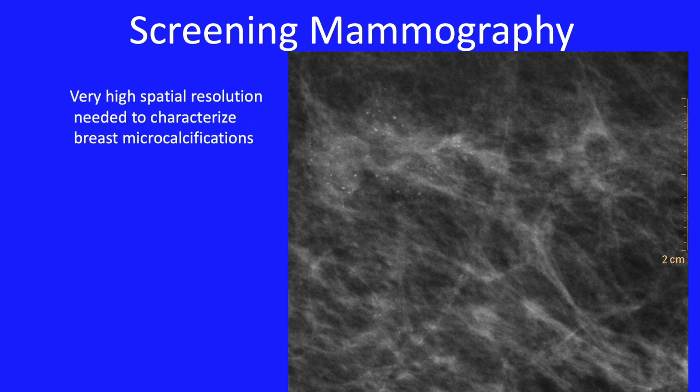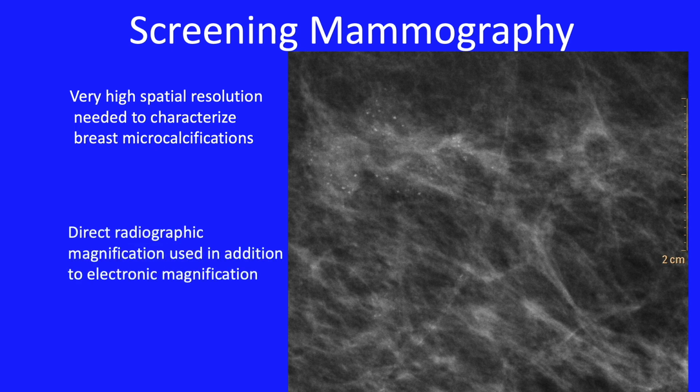Not all lesions are as clear as shown in the previous slide. This slide shows a screening mammogram that revealed a very small area of the breast containing many microcalcifications suspicious for breast cancer. Most breast calcifications are benign. At times, however, very high spatial resolution is required for radiologists to assess whether breast calcifications have characteristically benign morphology or if they're suspicious for malignancy. Direct radiographic magnification, used in addition to electronic magnification, is required to make the initial diagnosis.